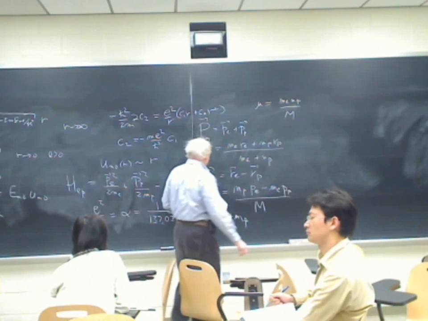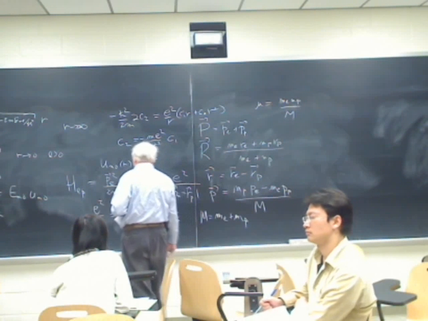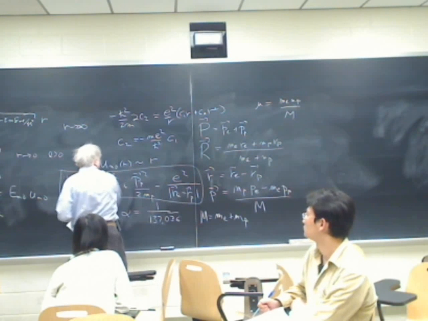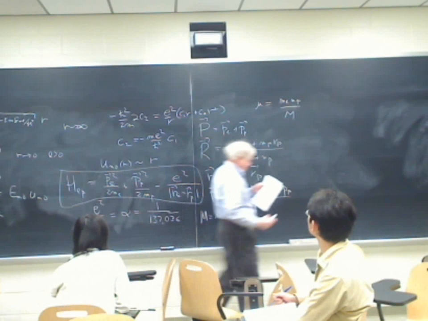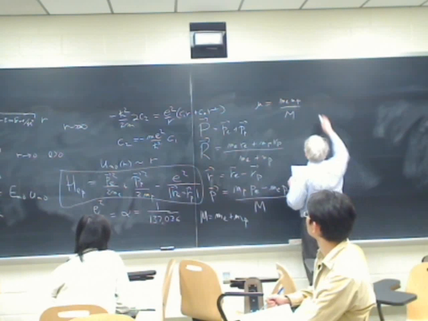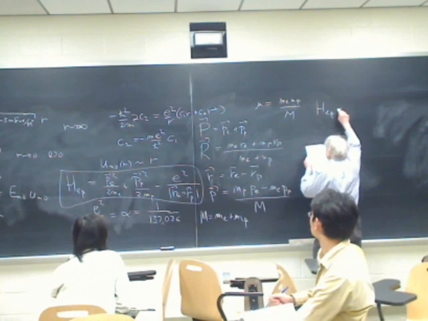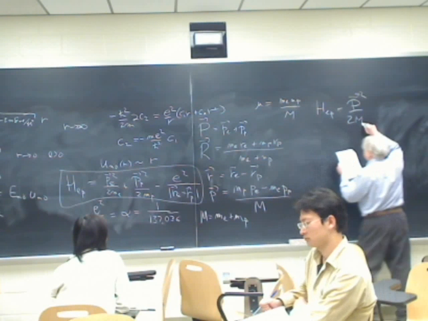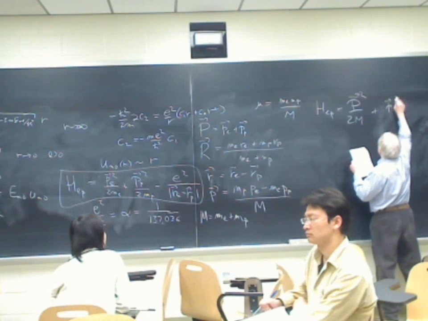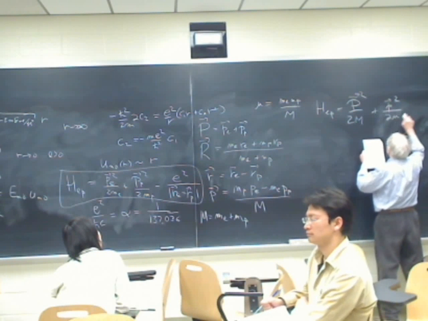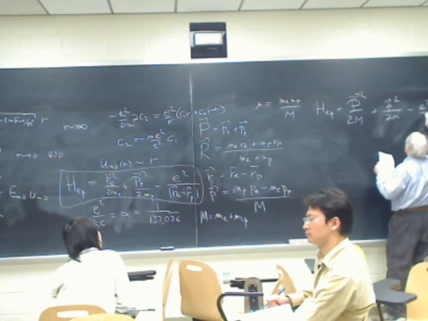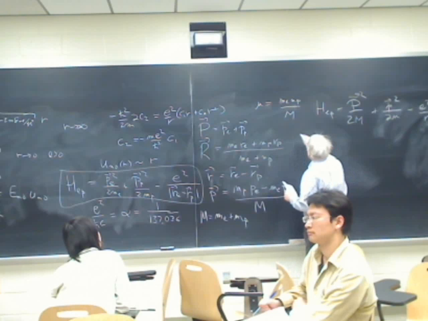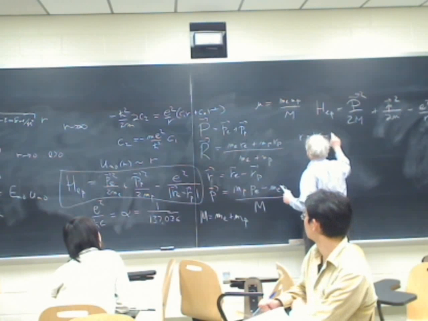And one of the homework problems that I added was that this Hamiltonian, in terms of these variables, can be written as H_ep equals P squared over 2 big M plus relative p squared over 2 reduced mass minus e squared over the separation, where here r is the absolute value of r_e minus r_p.